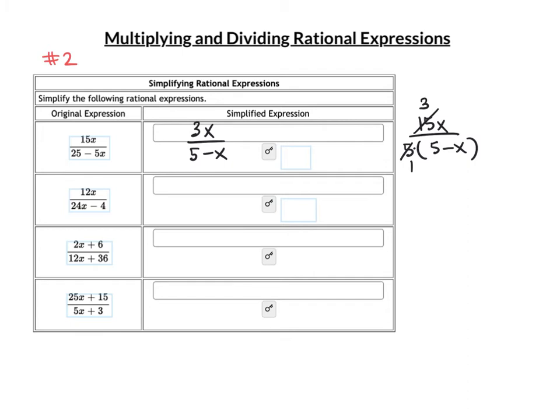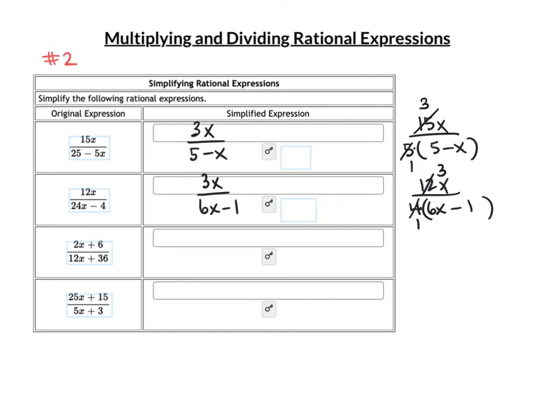For the second one, 12x over 24x minus 4. 24 and 4 have a GCF of 4. I'll pull that out. 4 times 6x is 24x, and 4 times 1 is 4. I created my multiplication right here. I can cancel, divide these both by 4. I get 1 and 3. I get 3x over 6x minus 1.